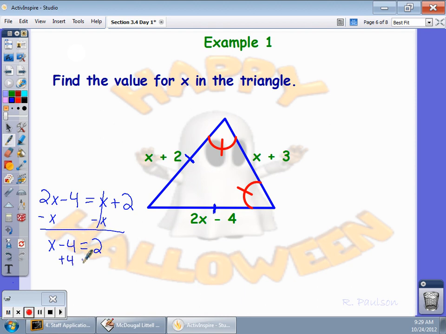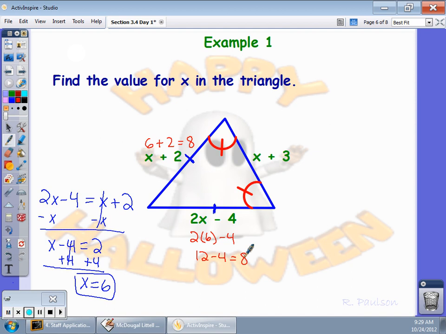And if we add 4 to both sides, we are going to see that x equals 6. Now what we can do is actually go in and check our work. So if we substitute in 6 for x, we have 6 plus 2, which gives me a side length of 8. And also down here, if we substitute in 6 and solve our expression, 12 minus 4 also gives us a side length of 8.